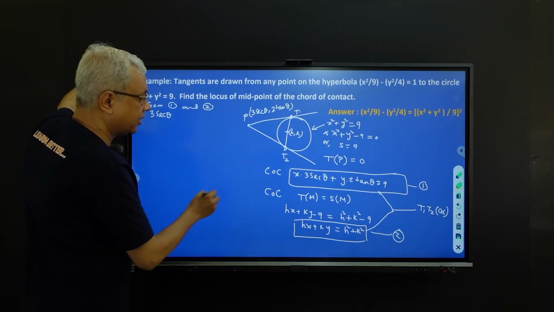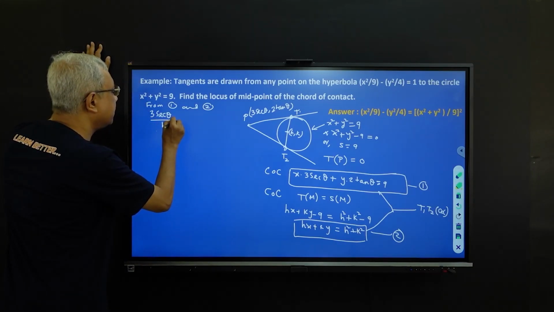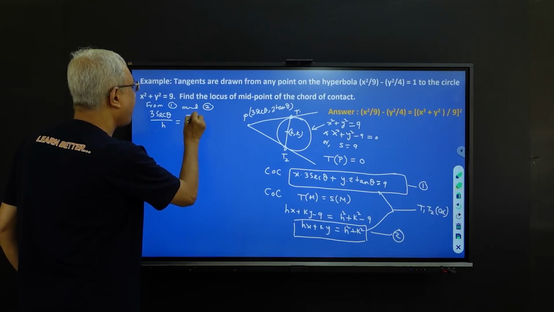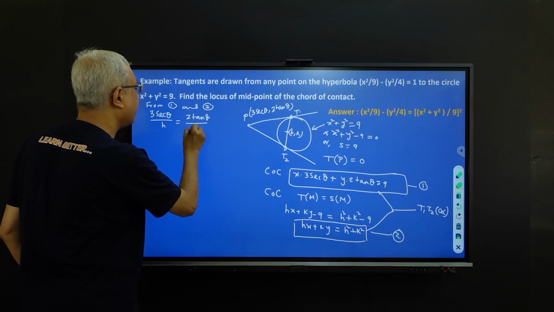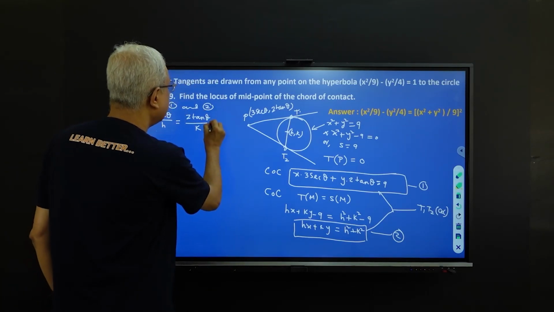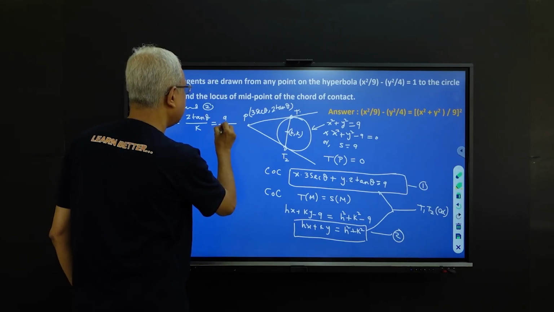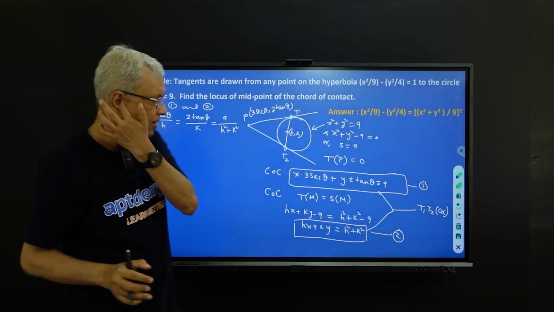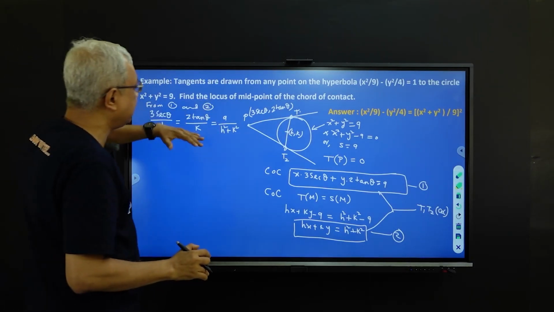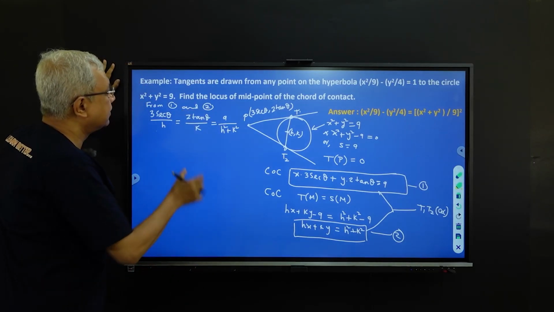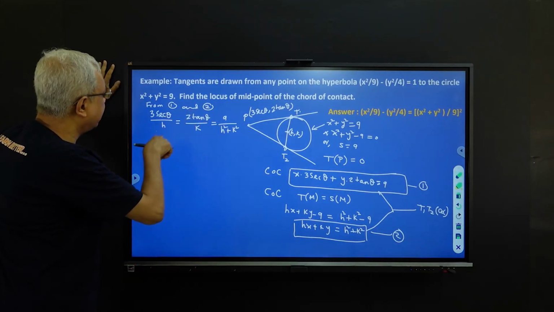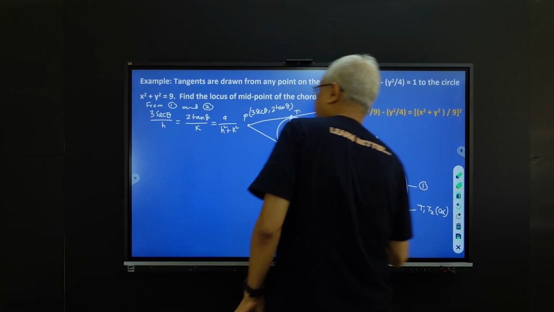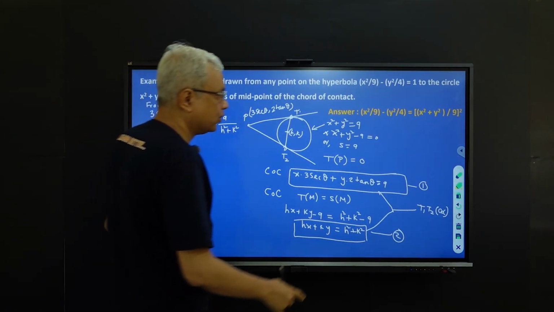So 3 sec theta divided by h equals 2 tan theta by k equals 9 by h square plus k square. I am interested in finding the locus of (h, k). So from this equation, if I can eliminate theta, then I can find the relation involving h and k. From that I can find the equation of the locus by replacing h by x and k by y. This is the standard technique, you know.